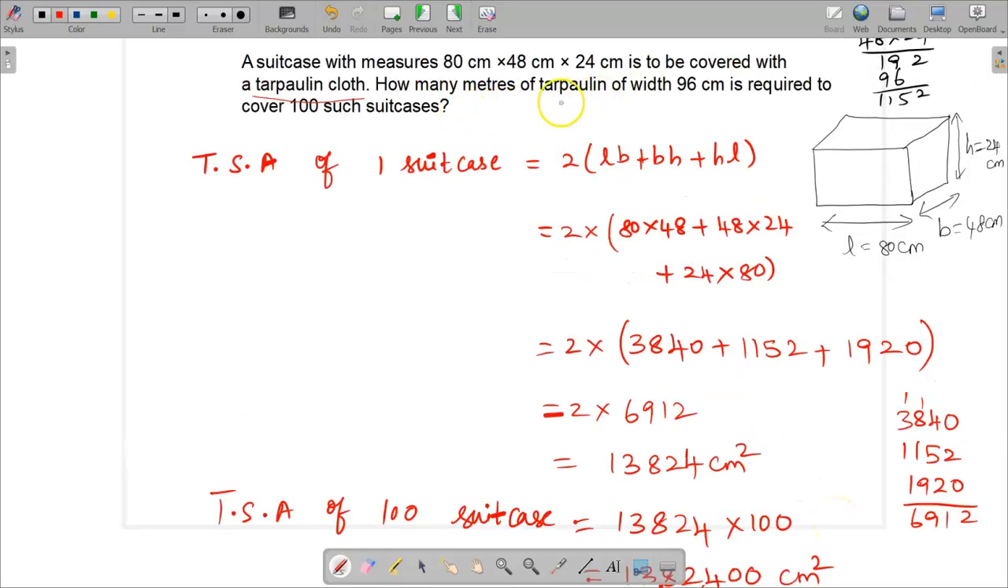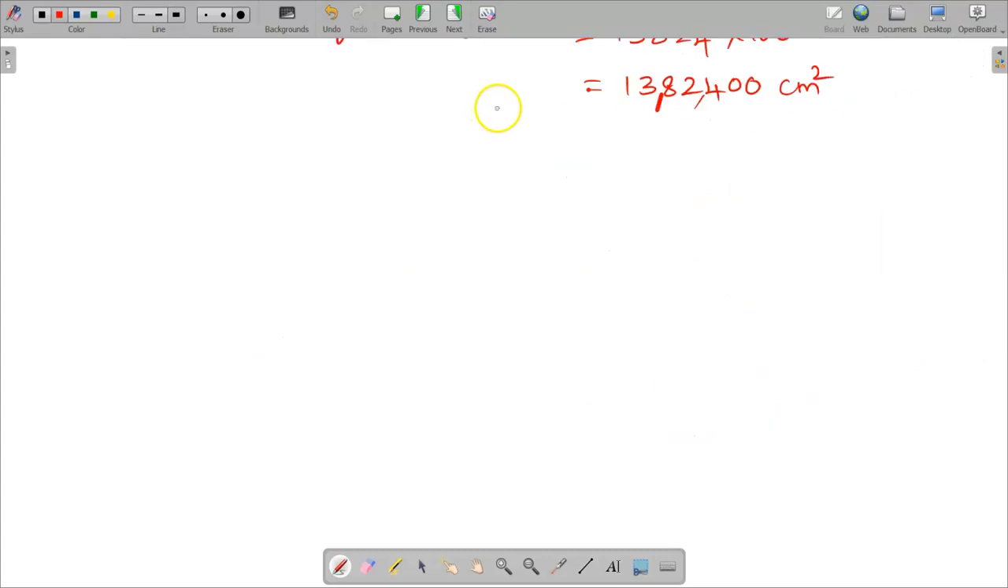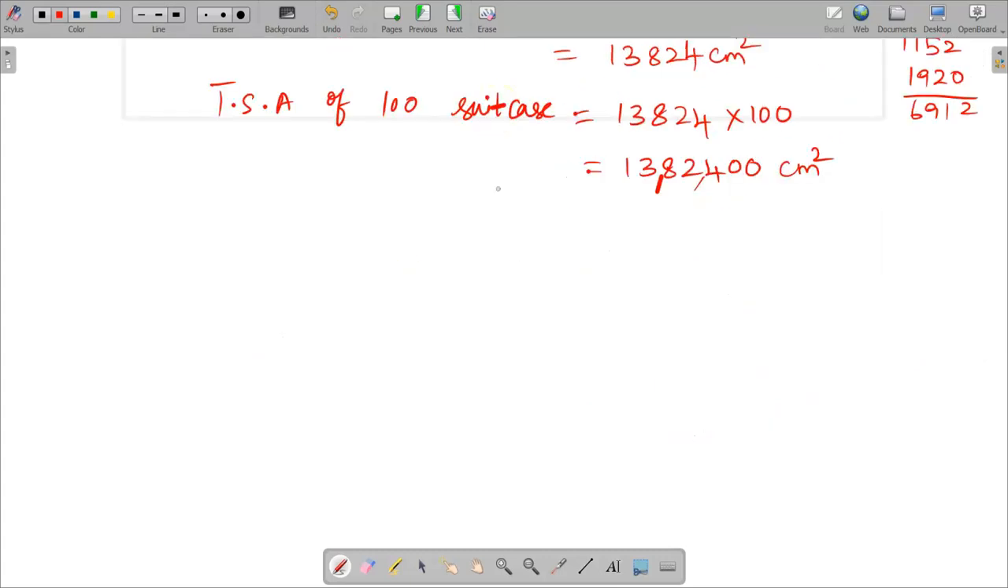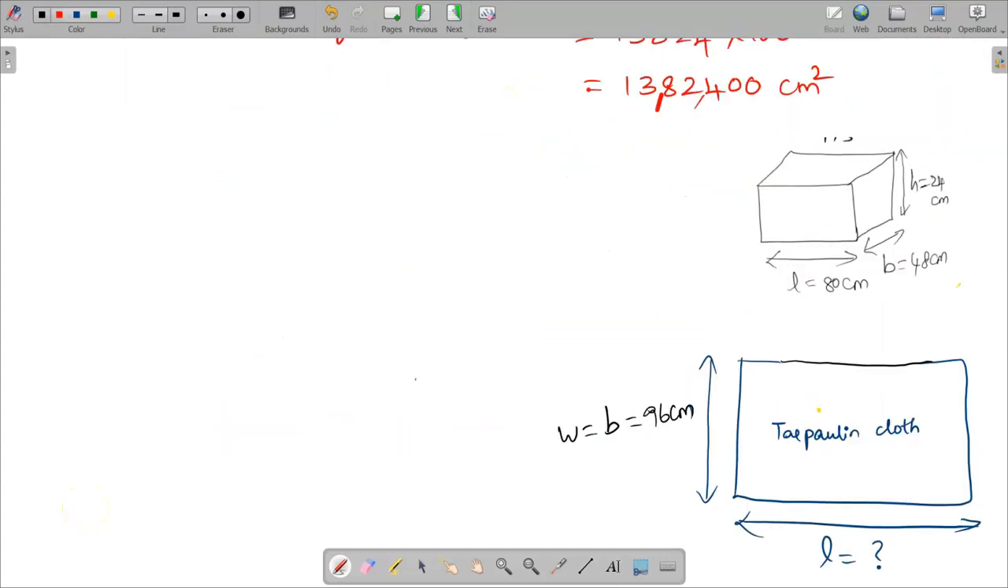And then what is the next question? How many meters of tarpaulin cloth of width 96 centimeter is required to cover 100 such suitcases? Okay, so actually how we have to view this? We need to consider the tarpaulin cloth. The tarpaulin cloth is in rectangle format. For that the width is given. Width is nothing but breadth value, 96 centimeter is given. We need to find out the length.